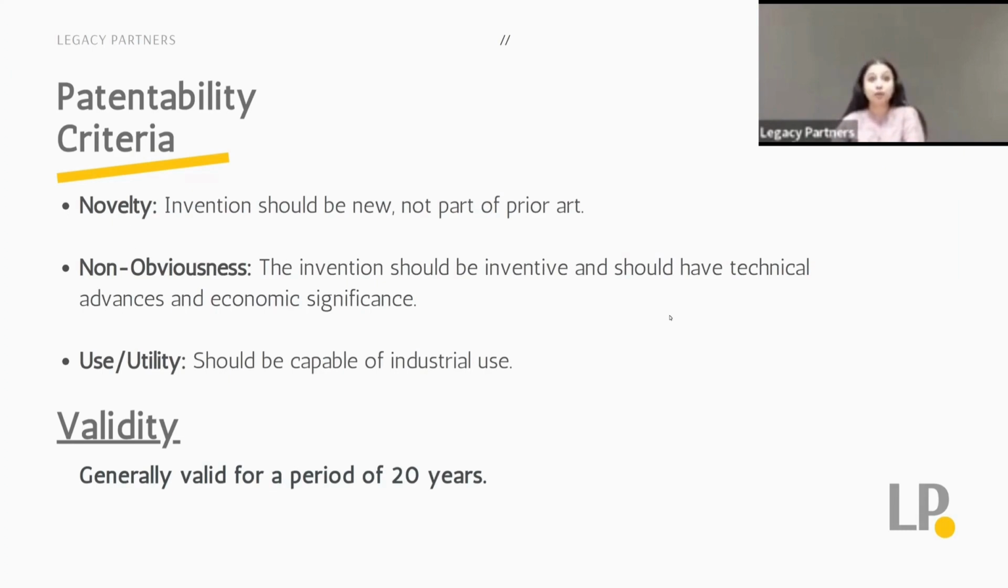It should be novel. The second important criterion is non-obviousness. The invention should be inventive and should have some technical advance and economic significance. Only then can we apply for a patent, as a patent is granted only for non-obvious inventions. The third important criterion is utility or use. The thing which needs to be patented has to have certain industrial use. Only those things which have use can be applied for a patent. Coming to the validity of a patent, patents are generally valid for a period of 20 years. As said earlier, after this 20-year period, it would be published in the public domain.